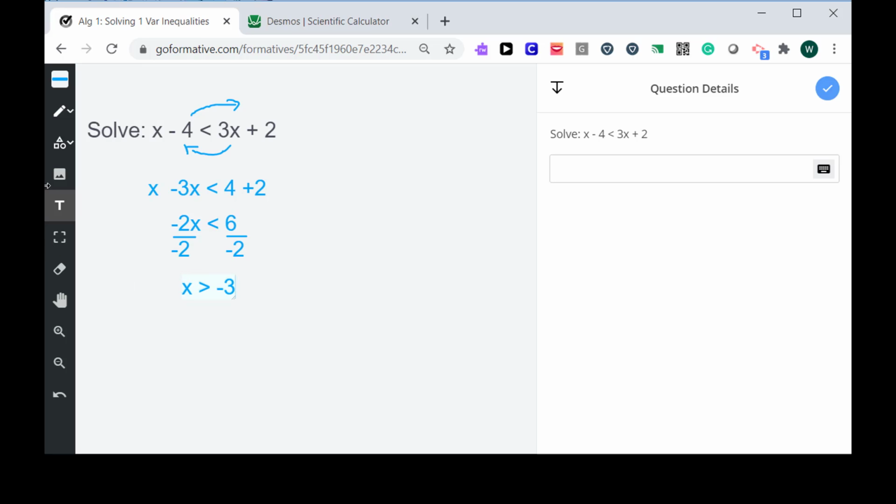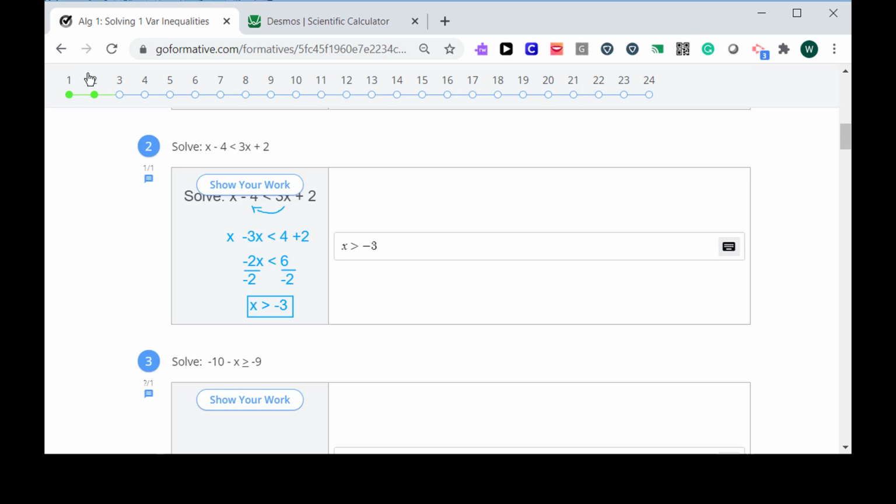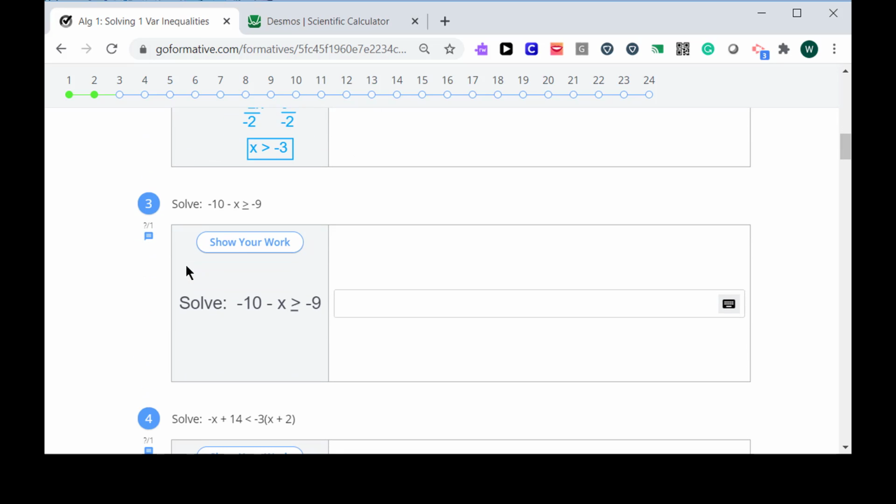Okay, and I can click right here on the rectangle and I can box my answer right there. Then here I click x greater than negative 3. And click right there, green light. Let's go on to example number 3.